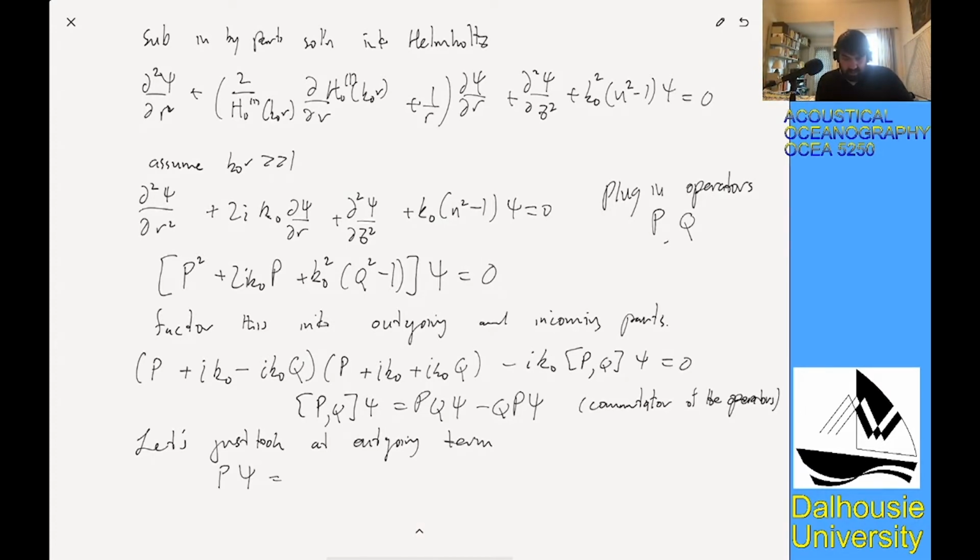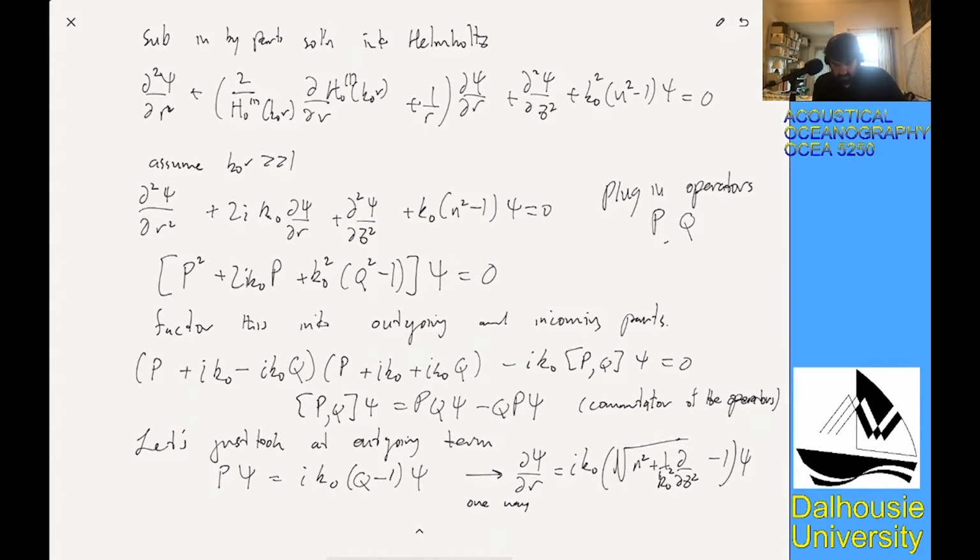So if we look at that, we have this equation: d psi dr equals i k naught square root of n squared plus 1 over k naught squared d squared by dz squared minus 1, acting on psi. Okay? So what is this? This is a one-way wave equation. It's first order.